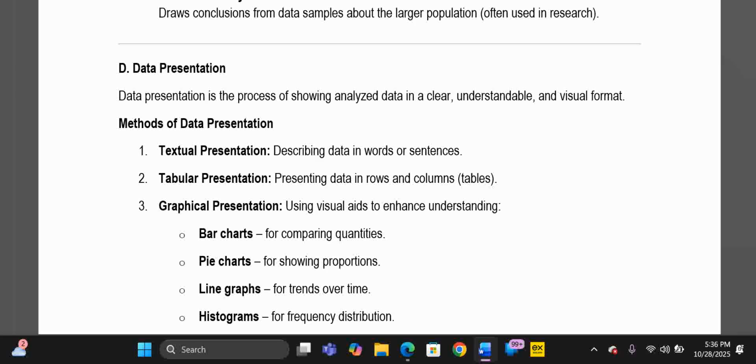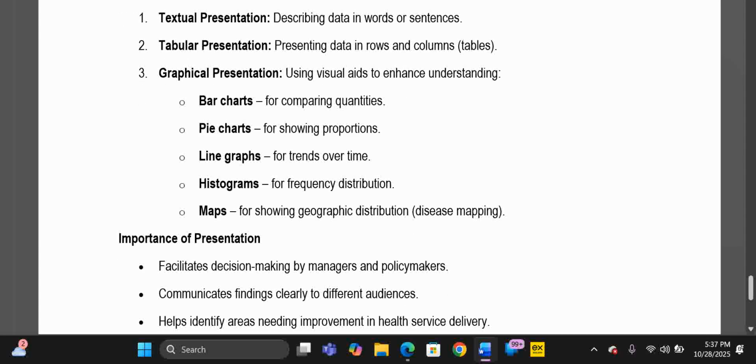And then you can use graphical presentation, where you use visual aids to enhance understanding. This one is basically for making it clearer to be understood. So we have some of the following tools. Bar charts. We use bar charts when we are comparing quantities. Here we might be comparing numbers against the conditions. Malaria has affected how many people in the entire month, and we give that in terms of bar charts. Just like something like this.